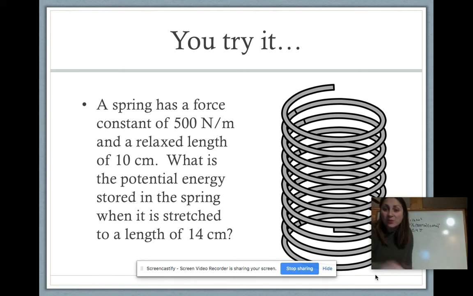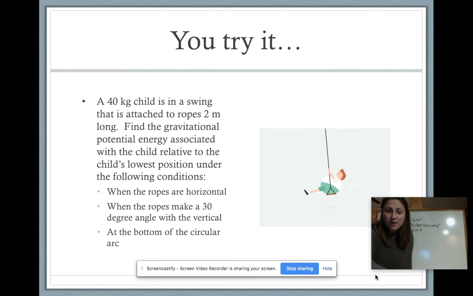Okay, so now we're going to do an example of gravitational potential energy. So this is something that you're going to be finding in your homework as well. So we have a child who's on a swing and they're attached to ropes that are 2 meters long. So I want to know what is the gravitational potential energy associated with the child relative to its lowest point under the following conditions. So when the ropes are horizontal, when the ropes make an angle of 30 degrees with vertical, and then at the very bottom of the arc. And we consider the bottom of the circular arc to be our 0 level, or a height of 0. All right, so go ahead and give it a try.